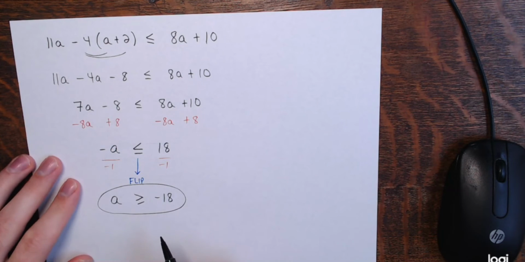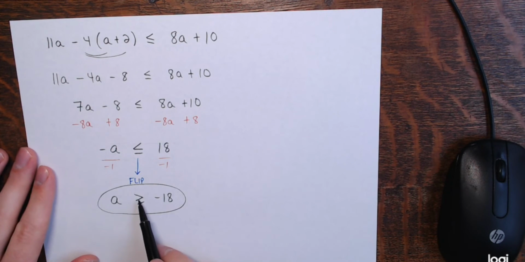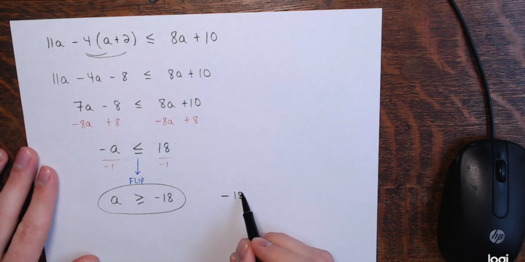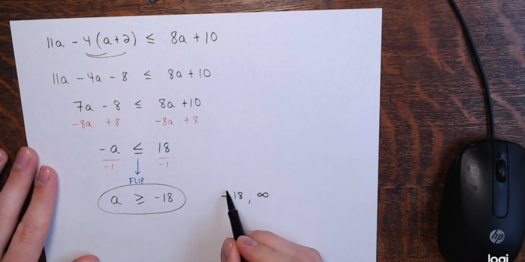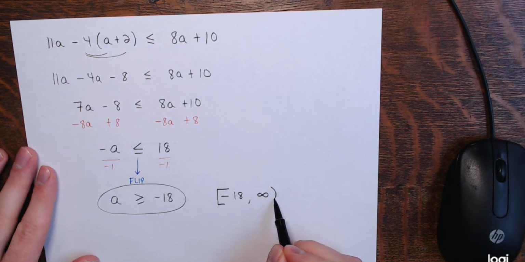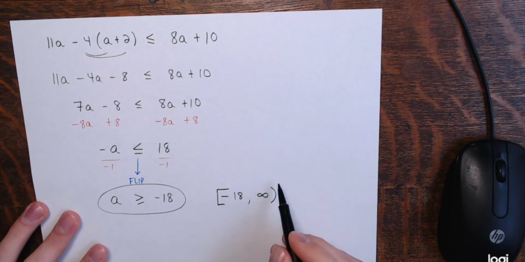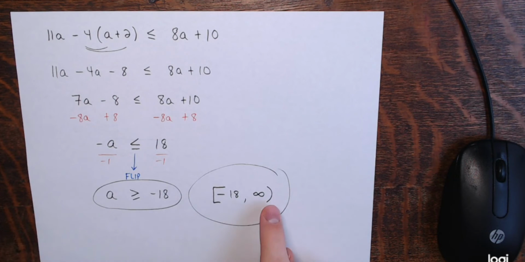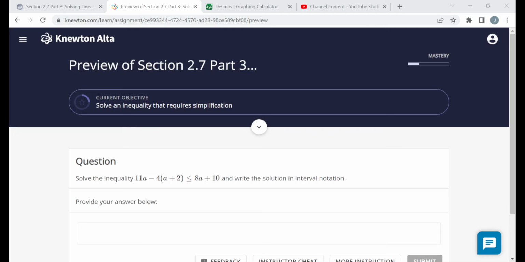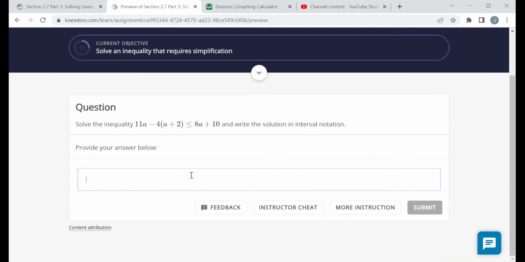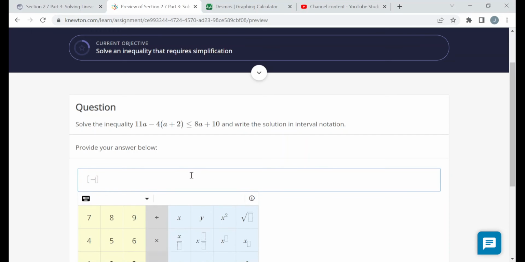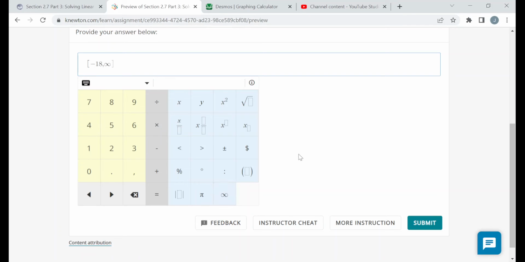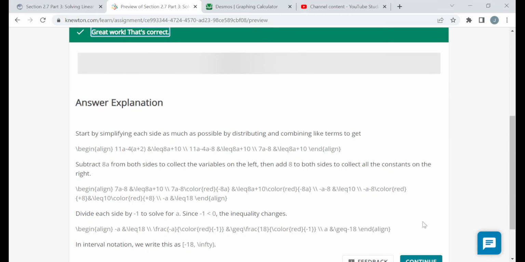There's your solutions, right? A can be any number greater than negative 18 or negative 18 itself. So that'd be from negative 18 to positive infinity, including negative 18, right? So bracket on negative 18. And this is what we're asked to enter. And always parentheses on your infinities. So left bracket, negative 18, comma, infinity. And then close the parentheses, right? Put the parentheses there. Great.